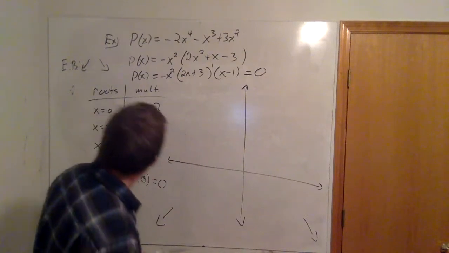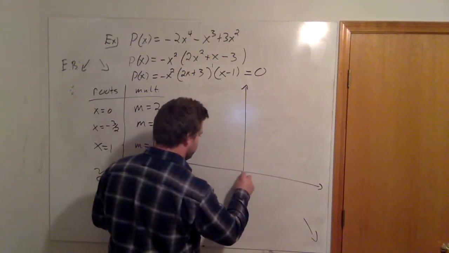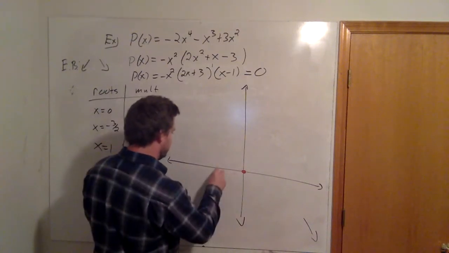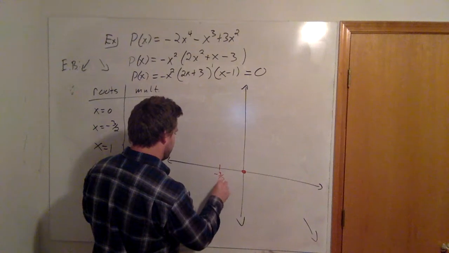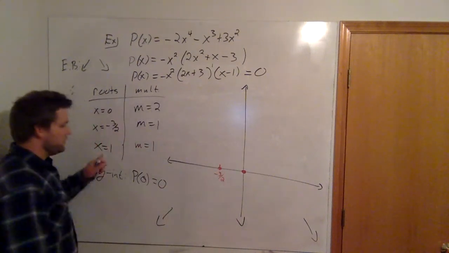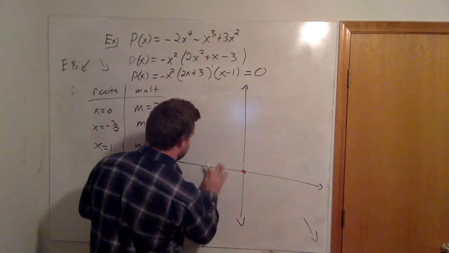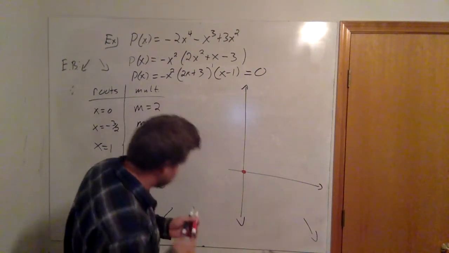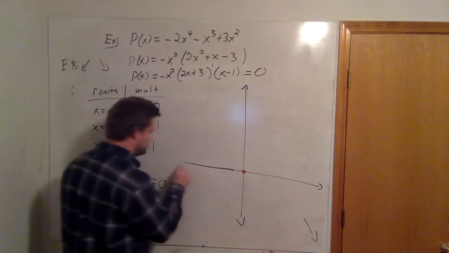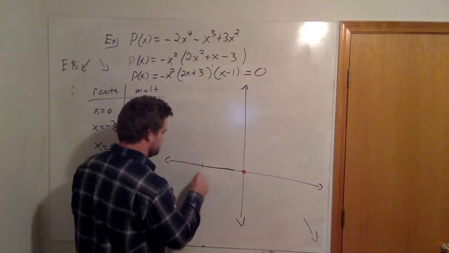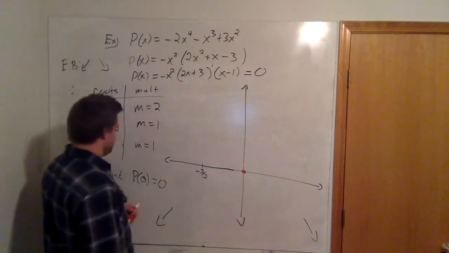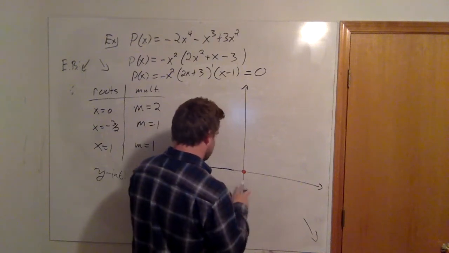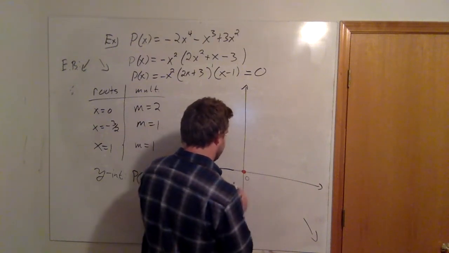Looks like we have a root at 0. We have a root at -3/2. We have another root, and we also have a root at 1. Let's move this over a little bit. We have a root at -3/2, a root at 0, and we also have a root at 1.